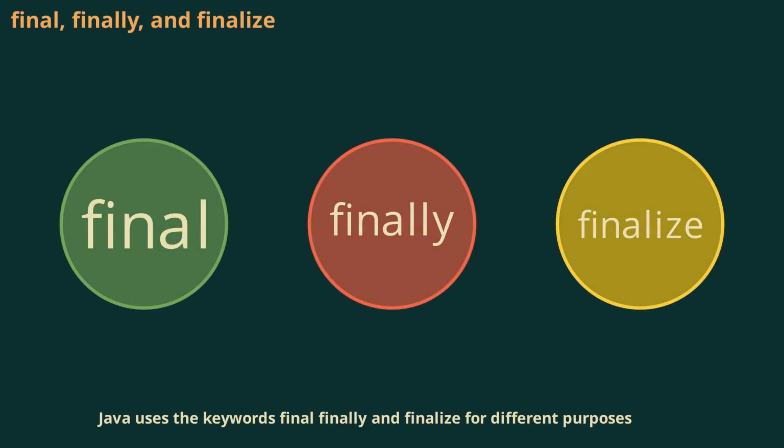Java uses the keywords final, finally, and finalize for different purposes. Final is used to declare constants, prevent method overriding, or stop inheritance. Finally is a block in exception handling that always executes after try-catch, ensuring resources are cleaned up. Finalize is a method called by the garbage collector before destroying an object, but it's deprecated in Java 9 and later. Knowing when and how to use each is a common interview topic.